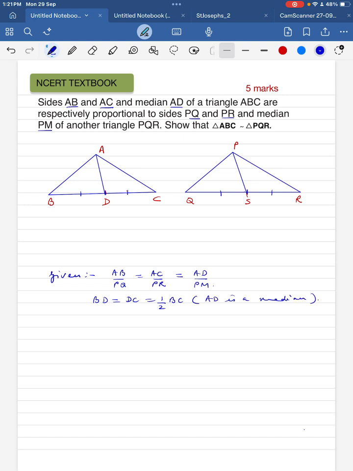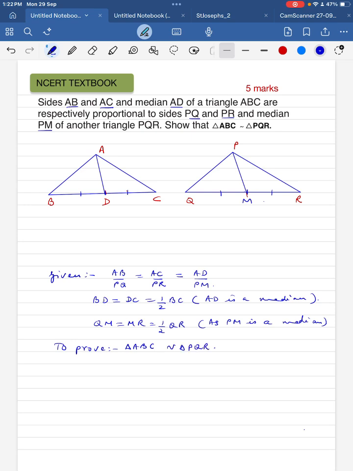And we also know that QM is equal to MR is equal to half of QR, as we know that PM is a median. Okay, sorry, this is not S, it's PM. Now, what do we have to prove in the question? We need to prove that triangle ABC is similar to triangle PQR.